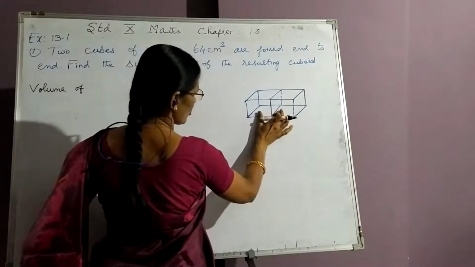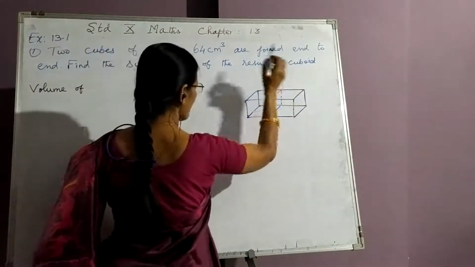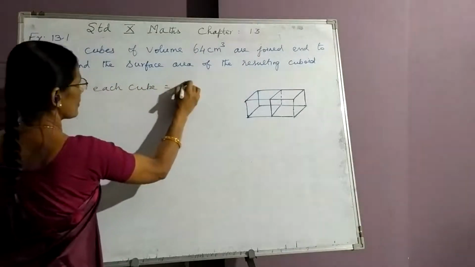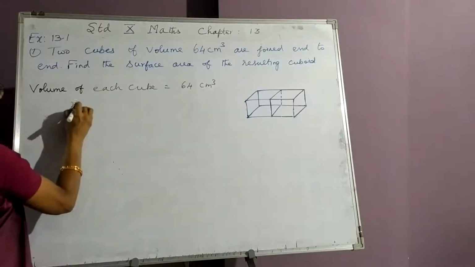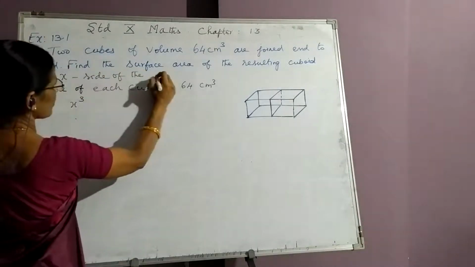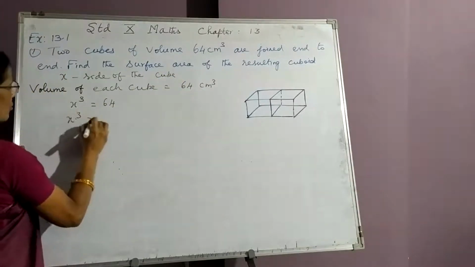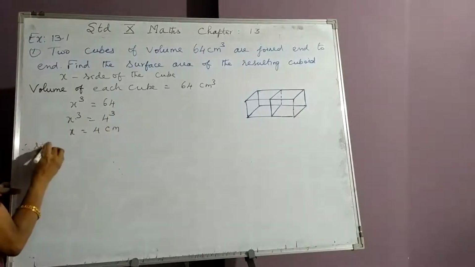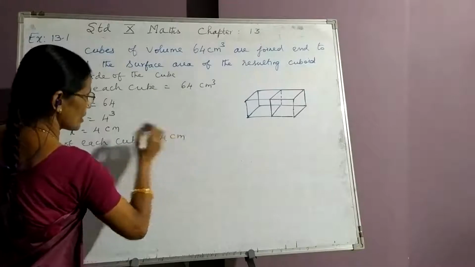When you combine two cubes, it is converted into a cuboid. We are asked to calculate the surface area of the resulting cuboid. So volume of each cube is 64 centimeter cube. We know volume of cube is x cube or a cube, where x is the side of the cube. So x cube equal to 64, x cube equal to 4 cube, x equal to 4 centimeter. Therefore, side of each cube is equal to 4 centimeter.